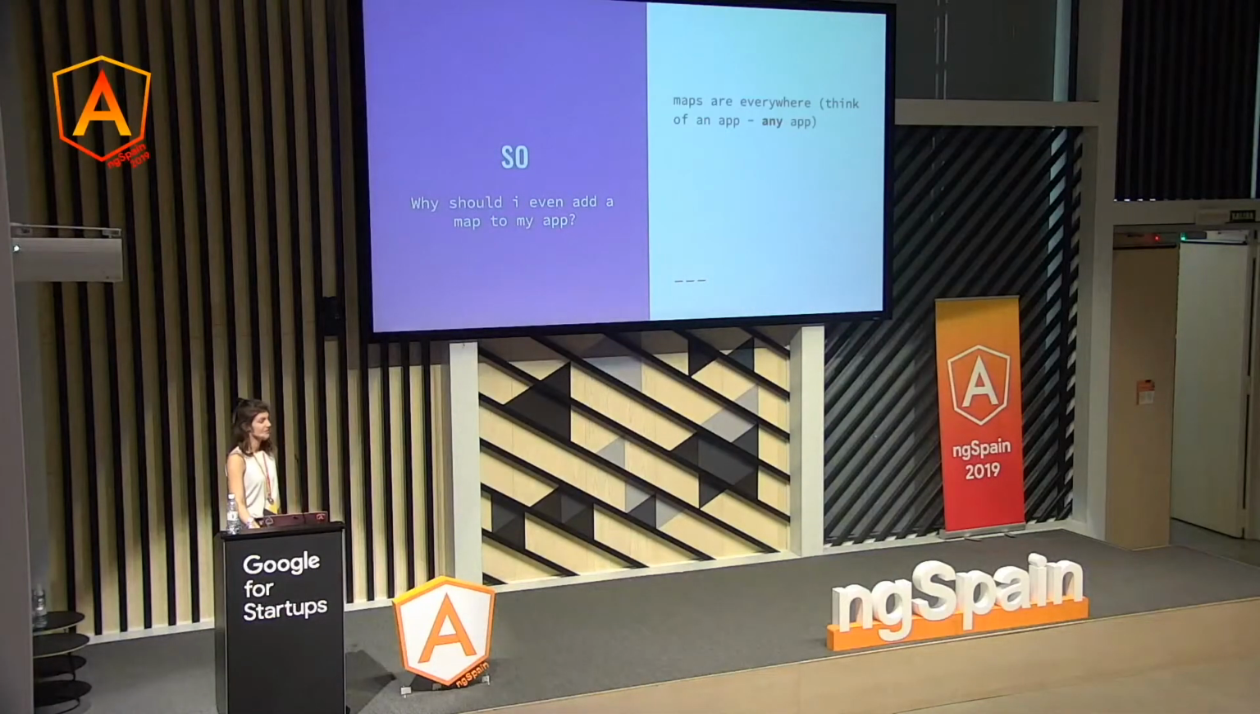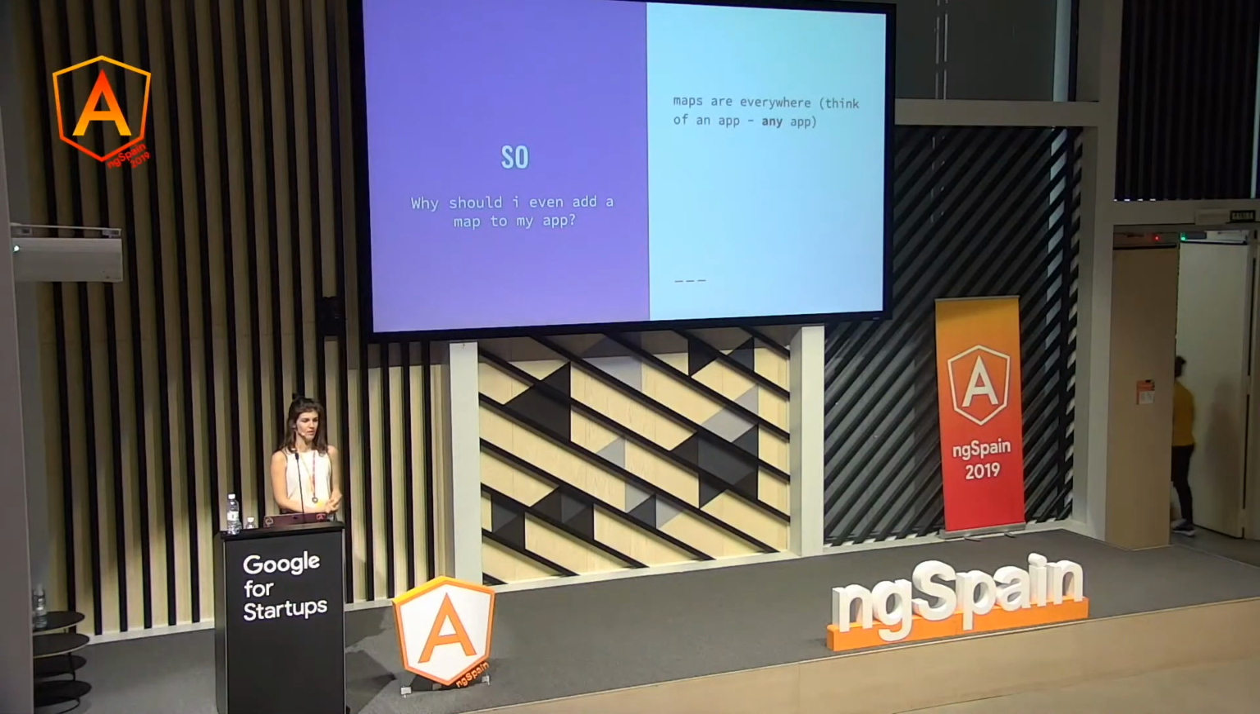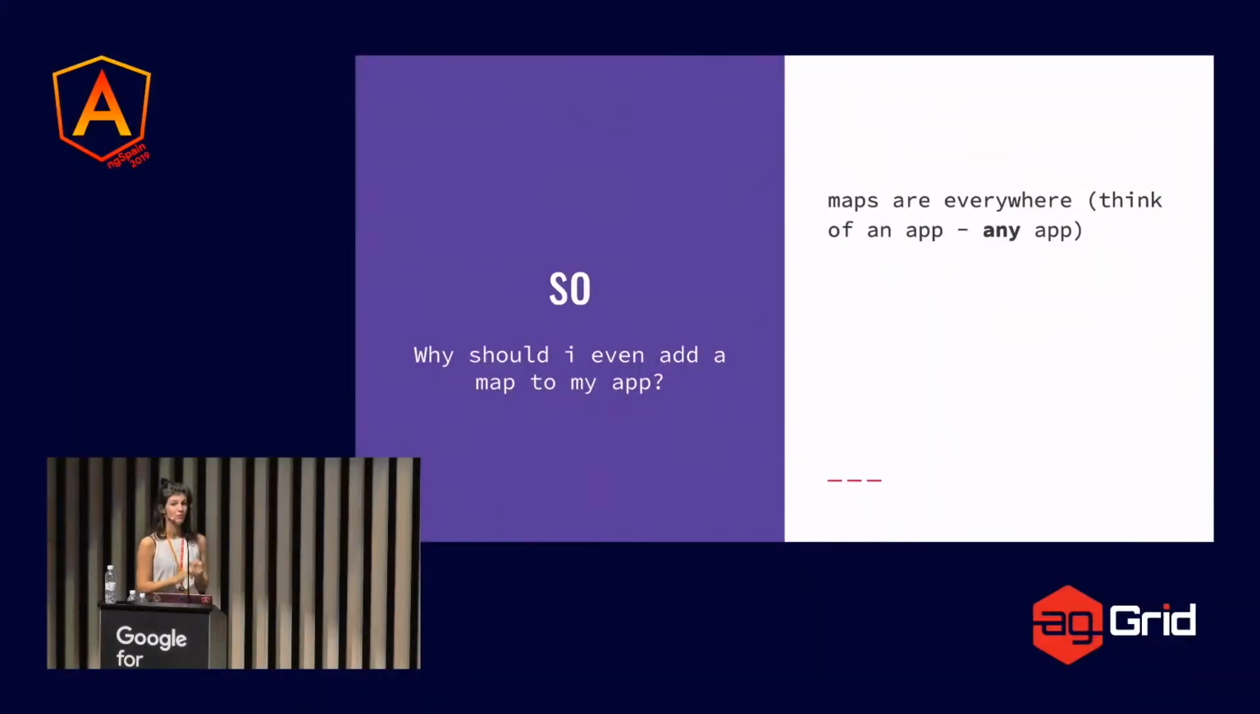So why should I even add a map to my app? Maps are everywhere. I mean, think of any app you know, literally any app. It will have location-based services, it will show you a map, it will ask you where you are, it will connect you to people. Also, maps are used to show data. In the previous presentation, they showed locations of the, I don't know, the army and the dragons. So maps are actually used to show data.